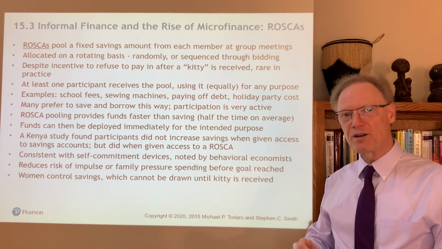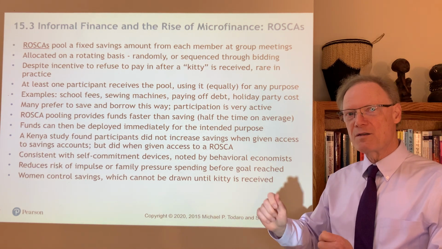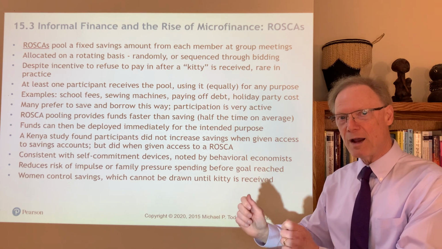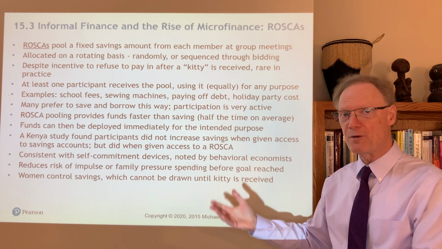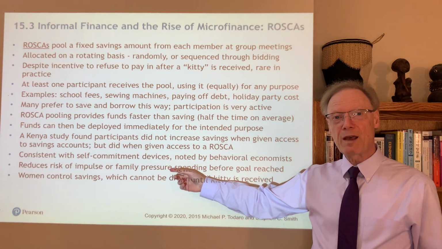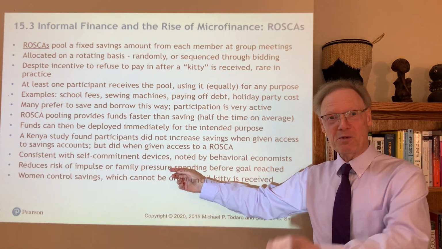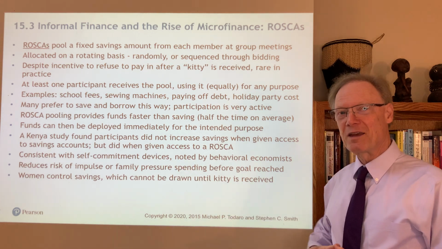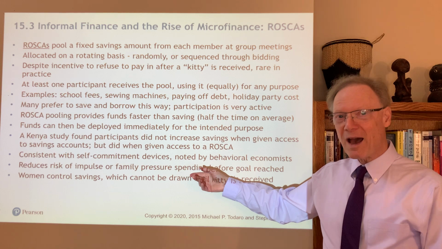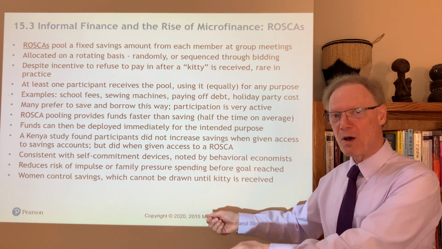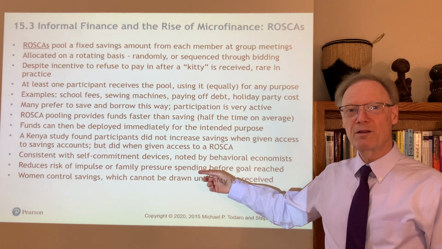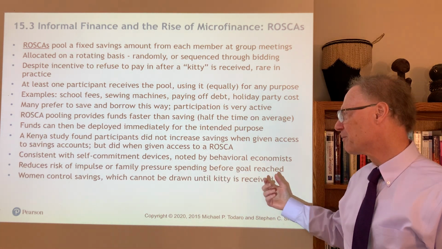There's a temptation, in other words, to spend the savings that you're doing before you get to your really desired target, for example, of paying for school fees or a sewing machine. And so in this case, you're giving the $3, the $5 into the kitty every week, and so you don't have access to those funds for smaller purchases until it's your turn to receive the kitty.